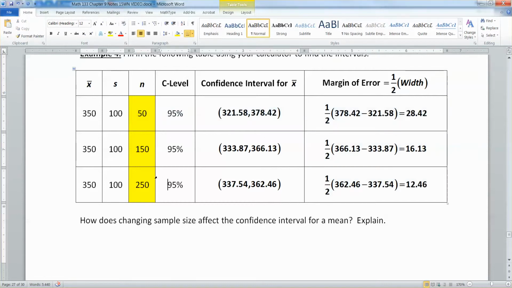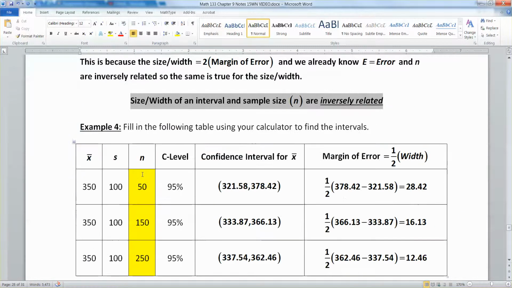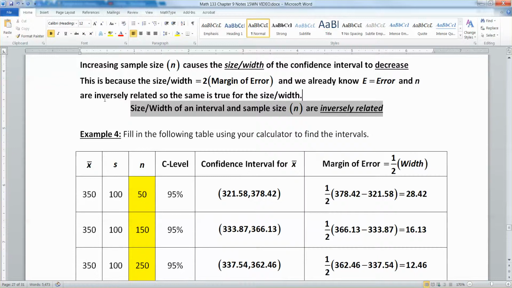And then by the time we get to the bottom with 250, nothing else has changed. We're still looking at 350, 100, 95%, all that good stuff. But this interval is much smaller. And you can tell it's much smaller because its error, which is half of its width, is smaller. All right, so just like with the proportions, increasing your sample size decreases the error, i.e. the size of your interval.